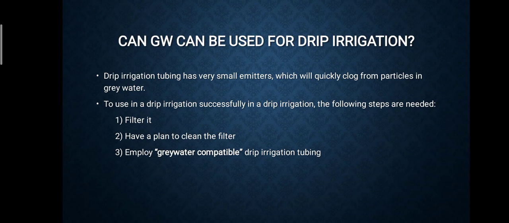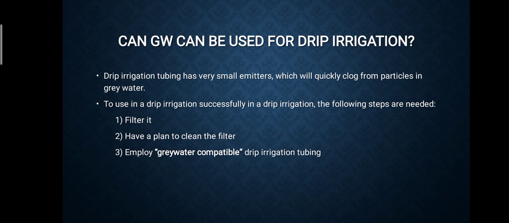A drip irrigation is a supplying of water drop by drop through fixing pipes at the bottom of the plants. The pipes have some holes through which the water comes to the plants. So, the grey water, if it contains some impurities, it will clog the small emitters and block the passage of water. So, to use a drip irrigation system successfully, some of the following steps have to be considered or provided.